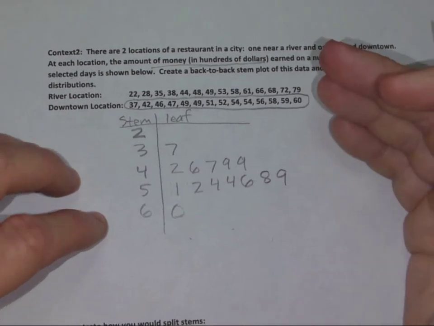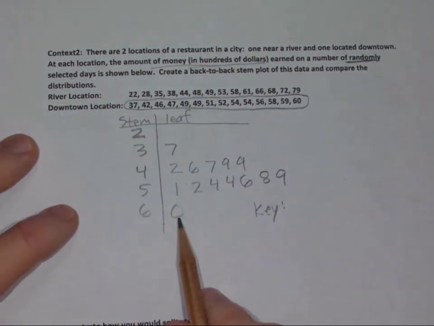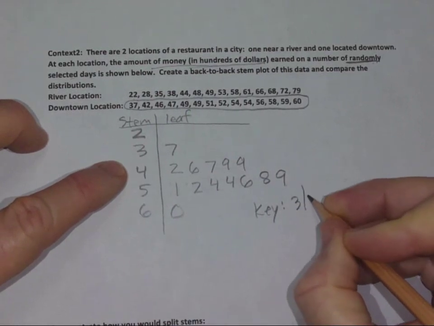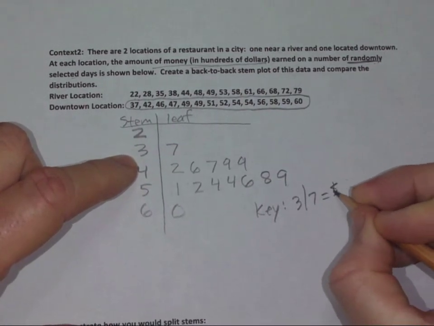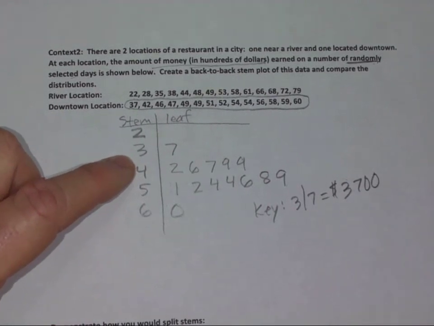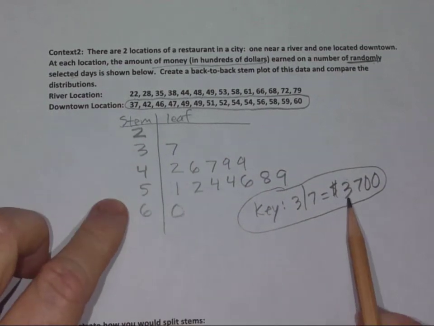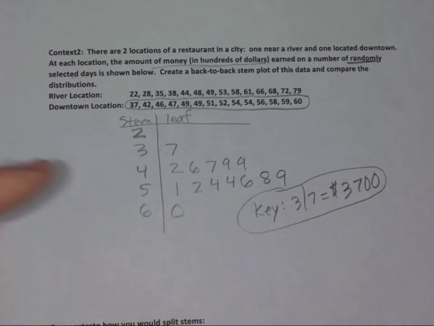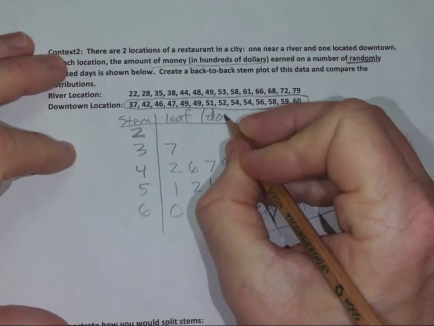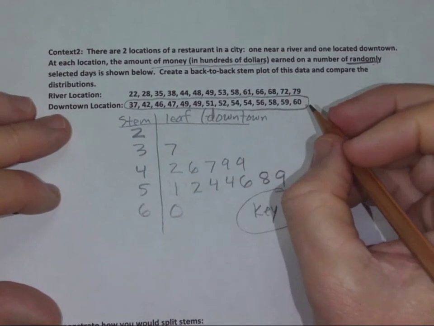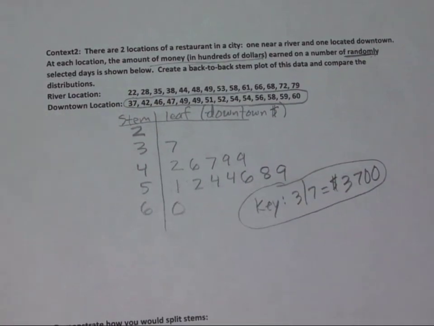The last thing I need to do is put a key that tells the reader what these digits represent. Realizing this is in hundreds of dollars, 3|7 represents $3,700. So the key tells the reader that the stems represent the thousands place and the leaves represent the hundreds place. That's how you make a stem and leaf plot. Of course, we always have to label it. This is the downtown money, so I've properly labeled it.